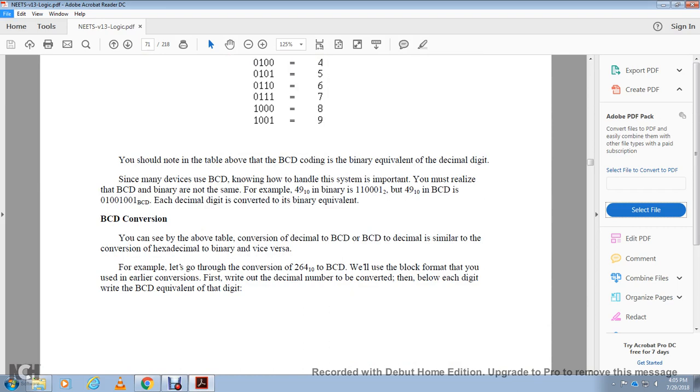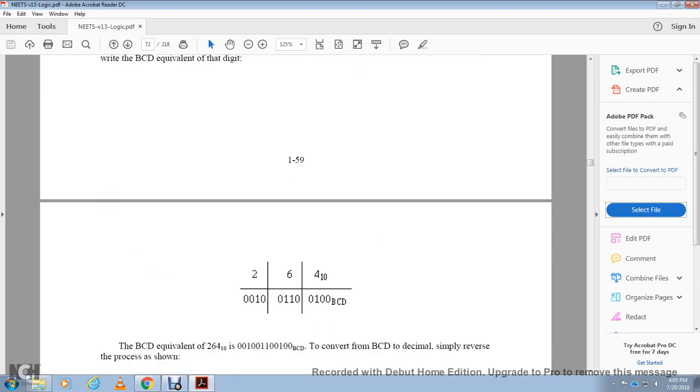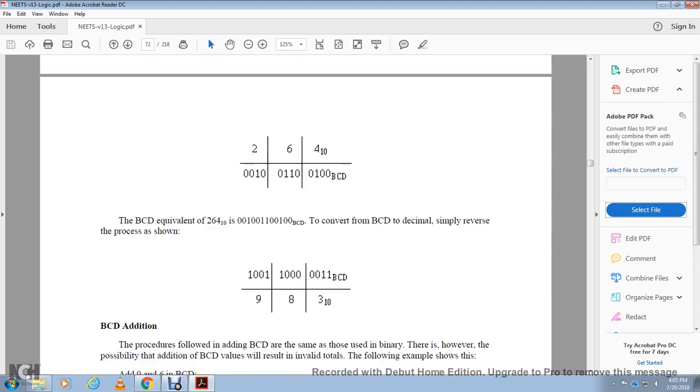All right, BCD conversion. You can see from the table that conversion of decimal to BCD, or BCD to decimal, is similar to the conversion of hexadecimal to binary and vice versa. For example, to convert 264 to BCD, use the block format given earlier. You first write the decimal number to be converted, then below each digit write the BCD equivalent of that digit. You'd have 2, 6, and 4, or 0010, 0110, and 0100.